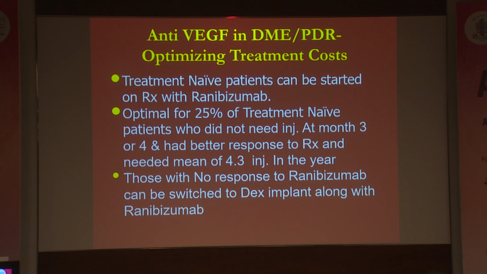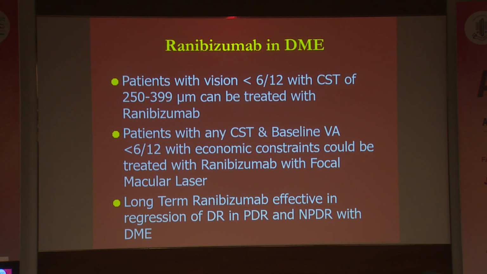On the other hand, if you have patients who cannot afford that, you have an alternative treatment with ranibizumab, and it's optimal for 25% of your patients, and those who do not respond to that can be given an added dexamethasone implant. Patients whose vision is less than 6/12 and the thickness is moderate can be treated with ranibizumab with reasonably good results, and if that's not giving you the result, you can add focal macular laser to get the best results. Again, ranibizumab is also effective in regression of diabetic retinopathy.